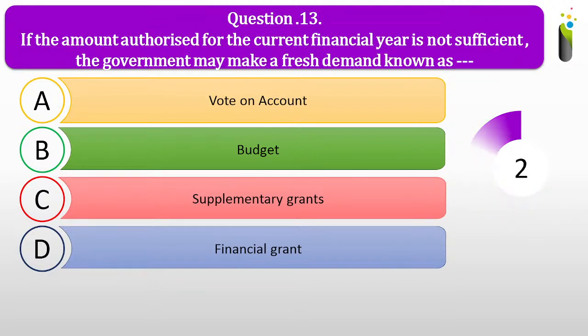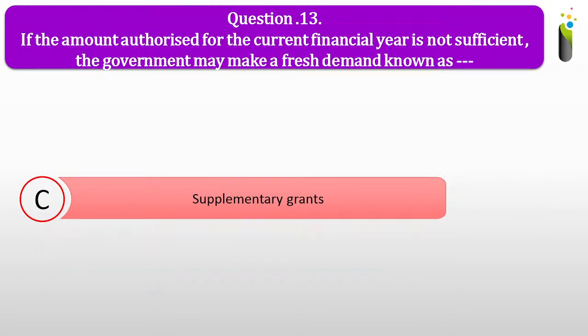So the correct answer for this question is supplementary grants. So if the amount authorized for the current financial year is not sufficient, the government may make a fresh demand known as the supplementary grants.